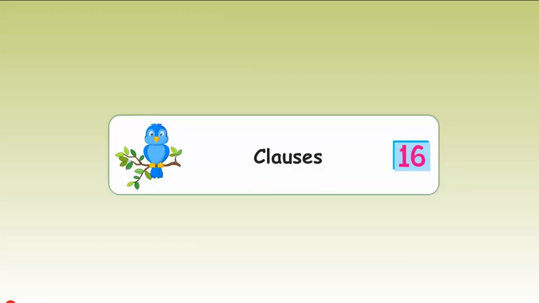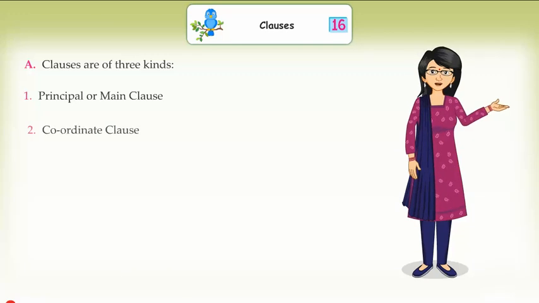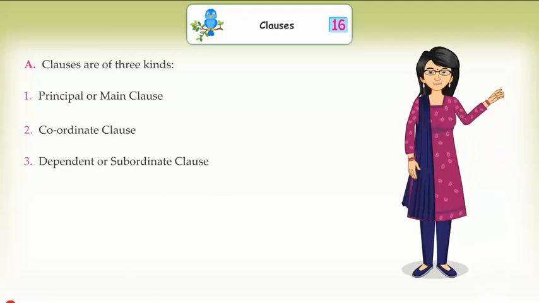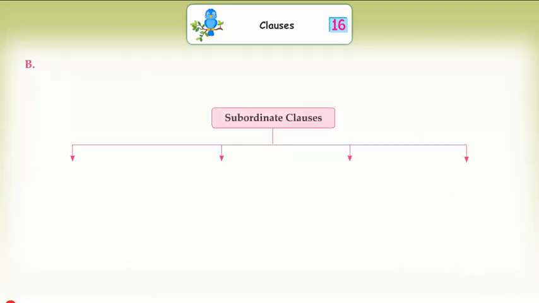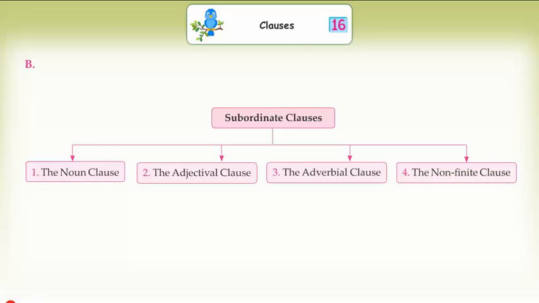Chapter 16. Clauses. A. Clauses are of three kinds. 1. Principal or main clause. 2. Coordinate clause. 3. Dependent or subordinate clause. B. Subordinate clauses. 1. The noun clause. 2. The adjectival clause. 3. The adverbial clause. 4. The non-finite clause.